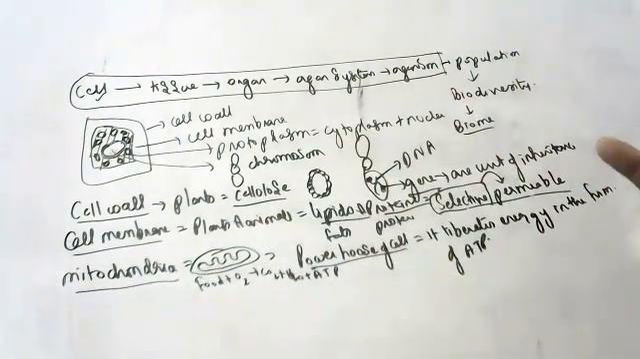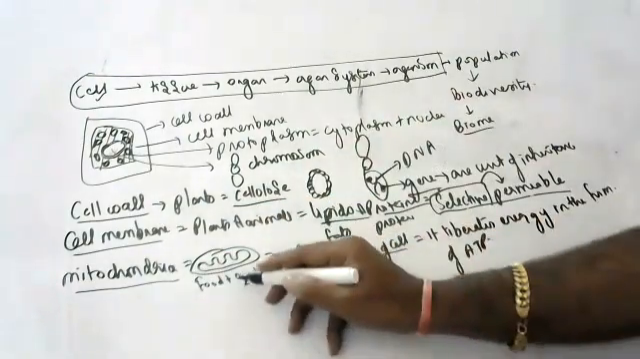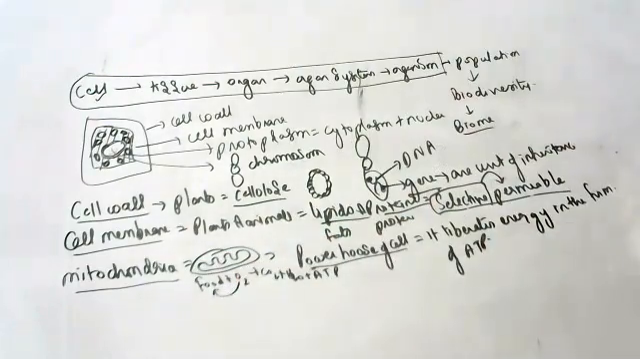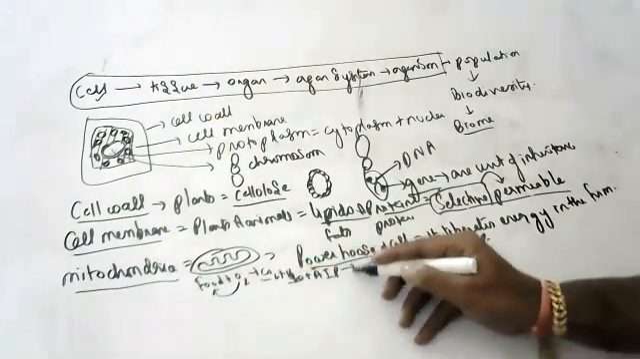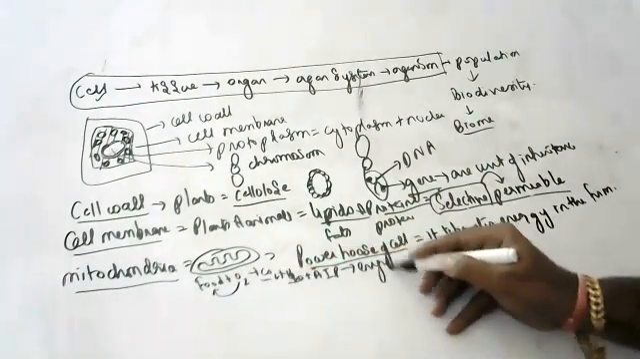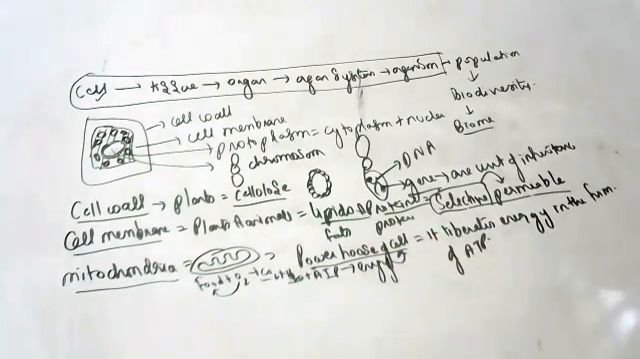Whatever oxygen you breathe also goes to the mitochondria. Oxygen is a good supporter of combustion. It burns our food, it oxidizes our food, and liberates carbon dioxide, water, and energy. We use that energy for doing our daily activities. That's why the mitochondria is called the powerhouse of the cell.